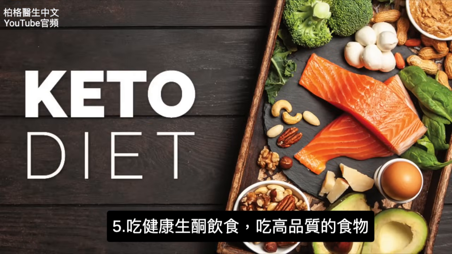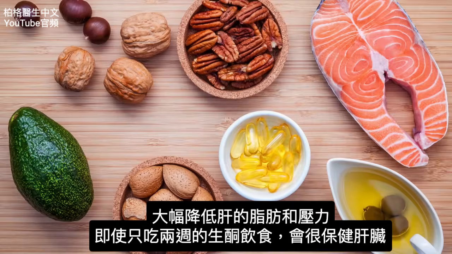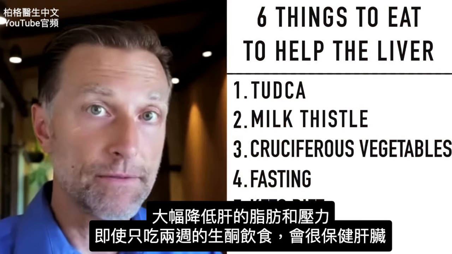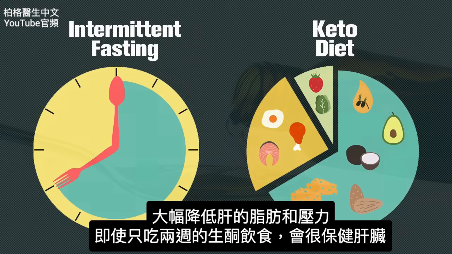All right, number five, healthy keto. Doing the healthy version of the ketogenic diet, using high quality foods. That will greatly take the stress off the liver. You can actually decrease the fat off the liver even within 2 weeks of doing the ketogenic diet. Wow, you just have something very effective to do with that liver.